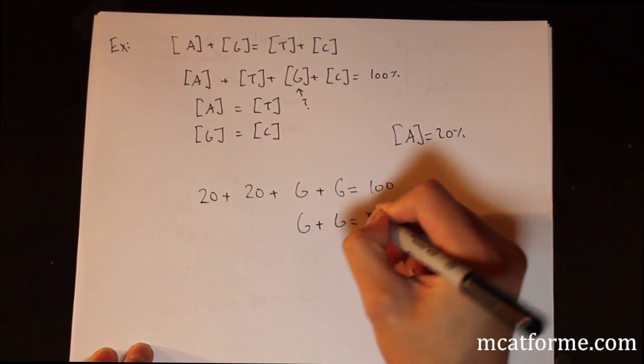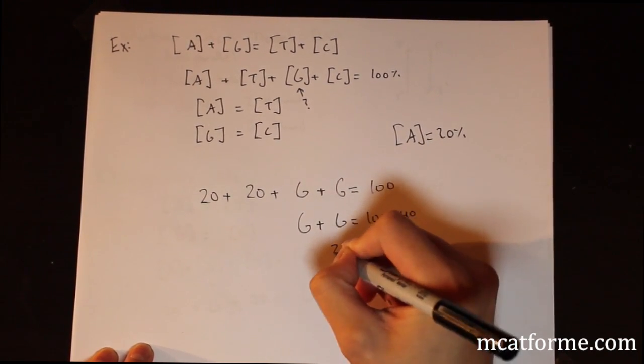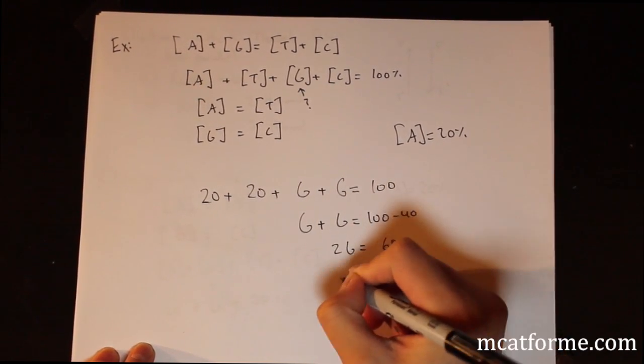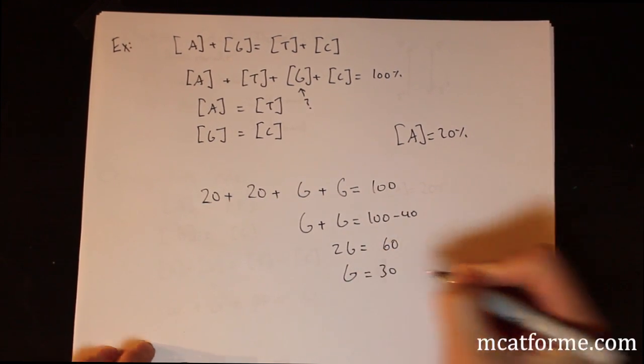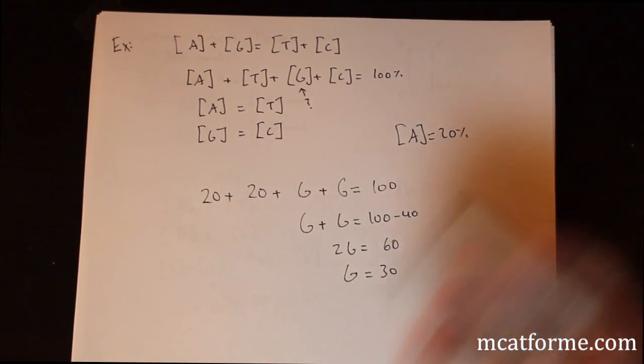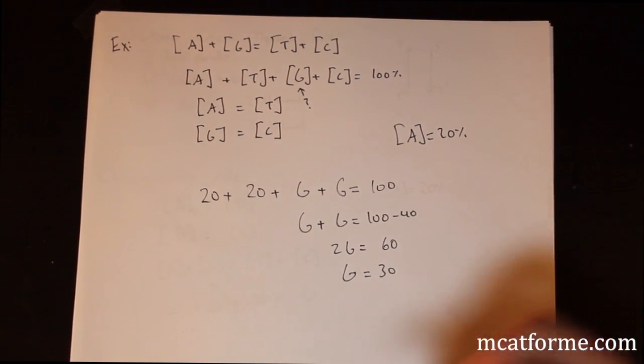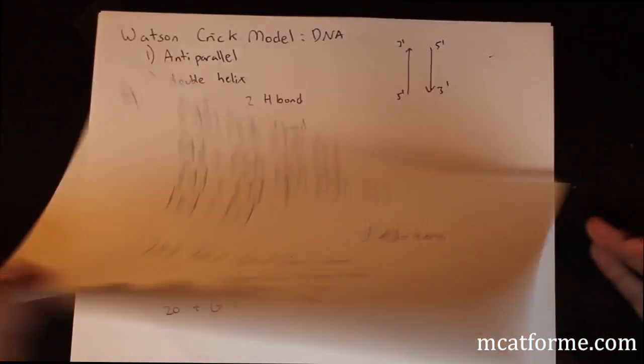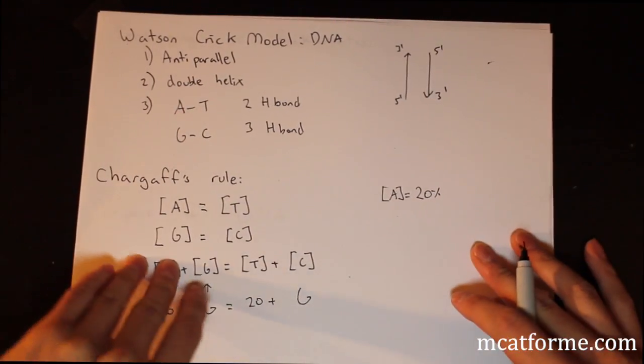G plus G equals 100 minus 40. 2G equals 60 and G equals 30. Alright, so fairly simple. This is all we really need to figure out for the MCAT in terms of this DNA. So that's all the math that we'll see.